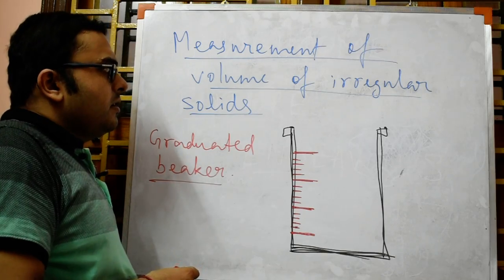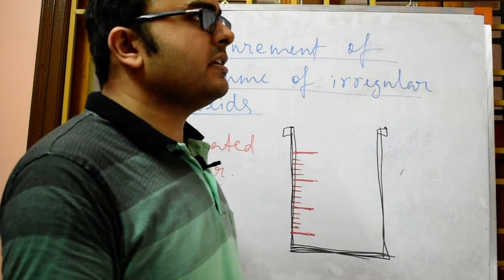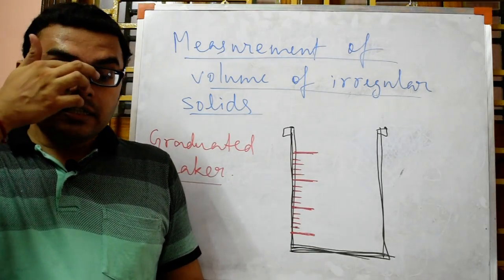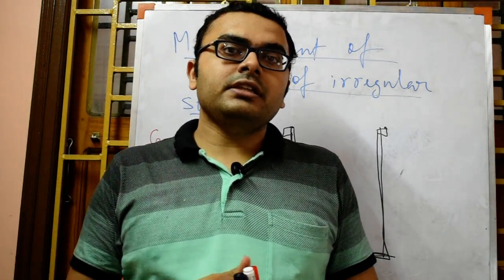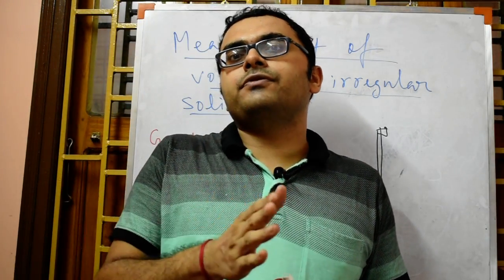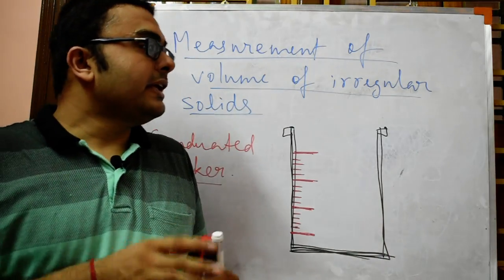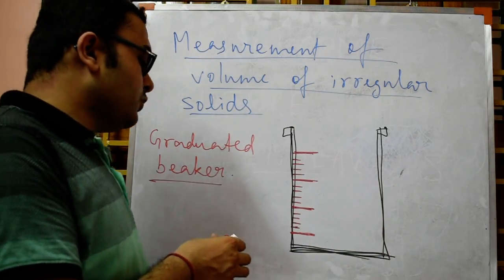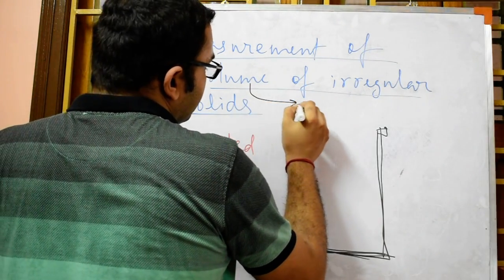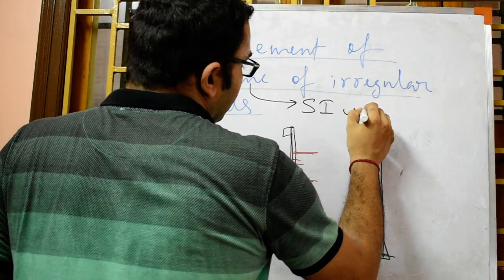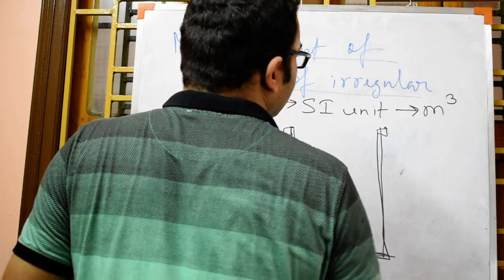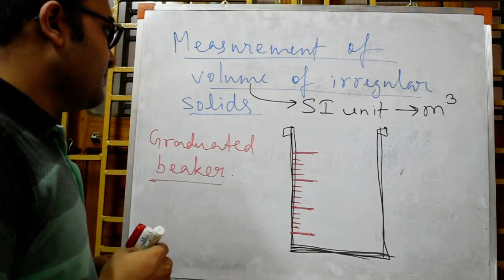As I was discussing in the previous lecture, I think I have not mentioned the units of volume. In general, the SI unit of volume is actually meter cube. So the SI unit of volume is meter cube.